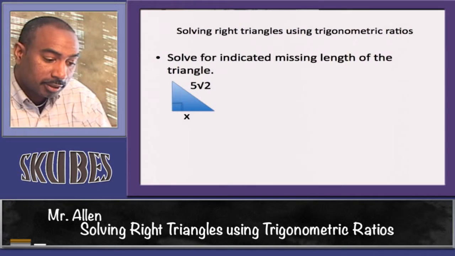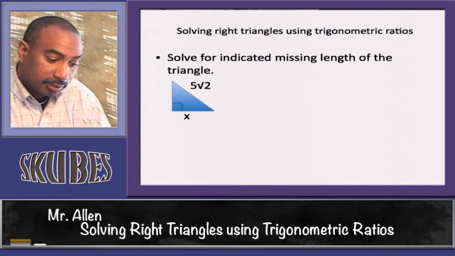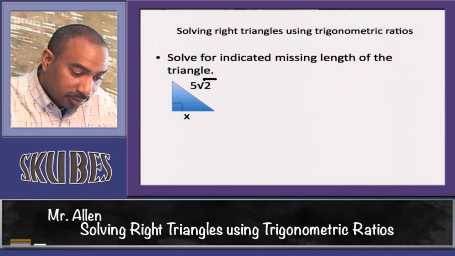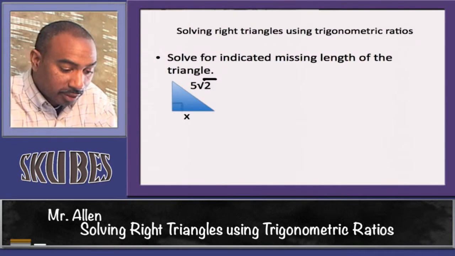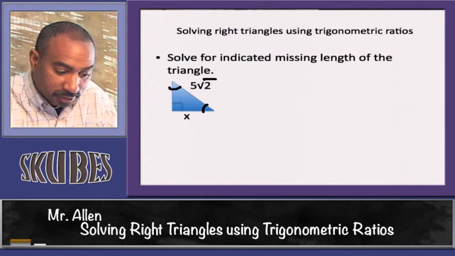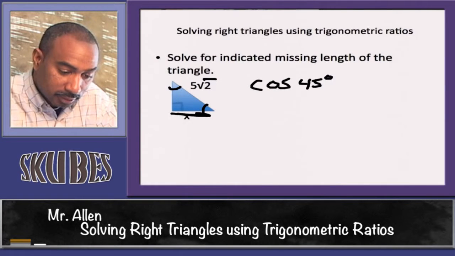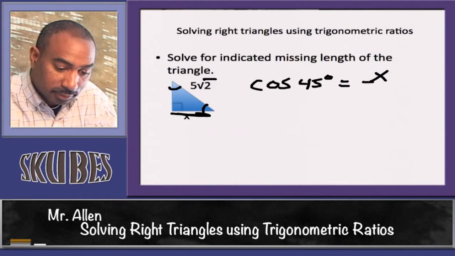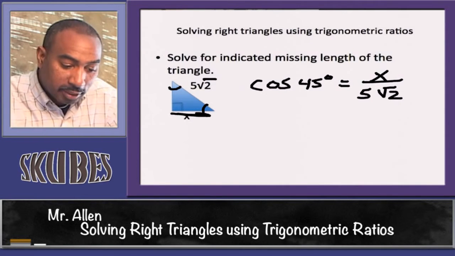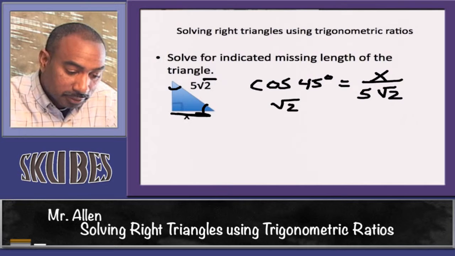Solve for the indicated missing length of the triangle. The square root of 2 means that this is a 45, 45, 90. So if I want to figure out this side of the triangle, I know it's adjacent to this angle. So I can say cosine of 45 degrees is equal to, and you're going to write the ratio of adjacent over hypotenuse. The cosine of 45 degrees was radical 2 over 2.